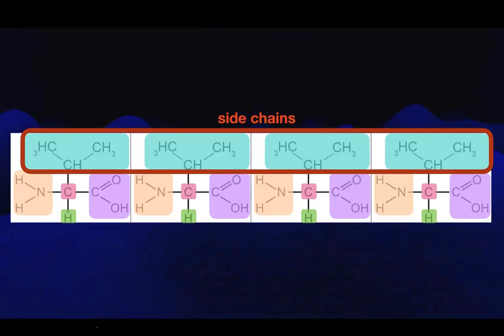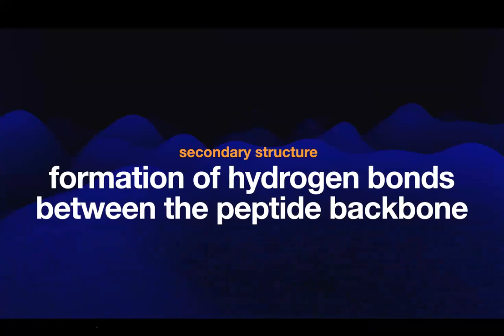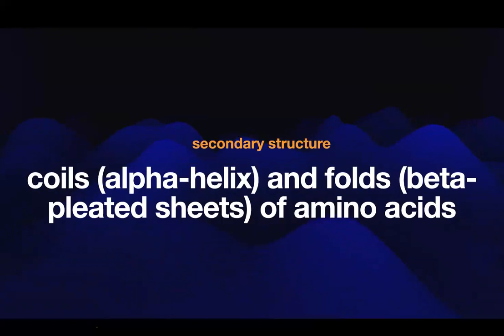The reason why I'm stressing all of this is because it ties into what the secondary structure is. The secondary structure is what happens when we have the formation of hydrogen bonds between this peptide backbone. And when we have the formation of hydrogen bonds, this leads to the formation of something called coils and folds. By definition, we call these coils alpha helices, and we call the folds beta pleated sheets. And the best way to really visualize this mentally is to look at it visually through examples.